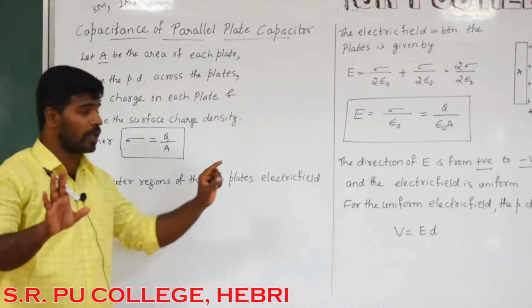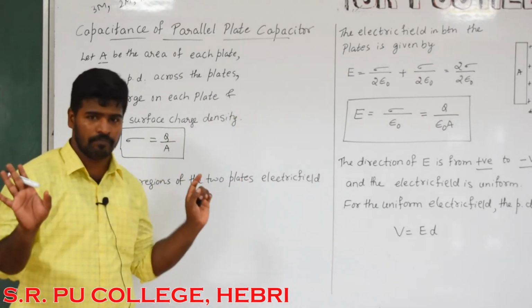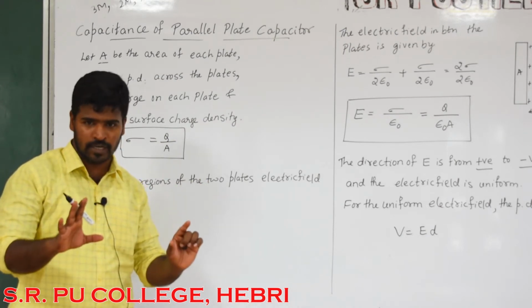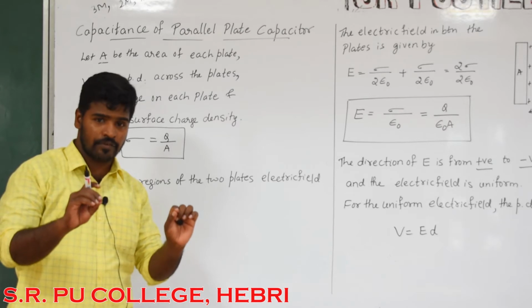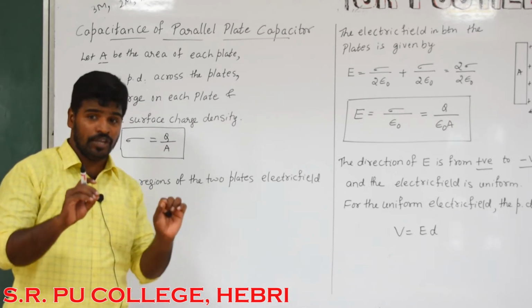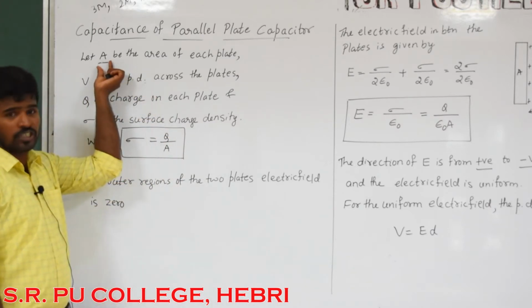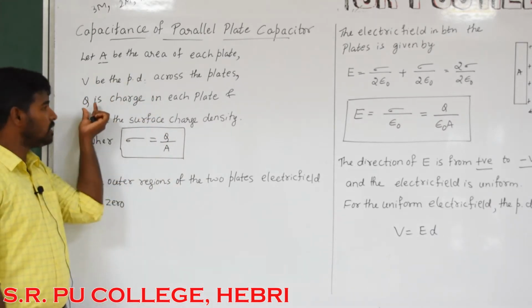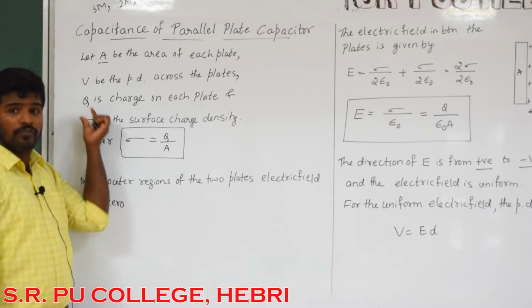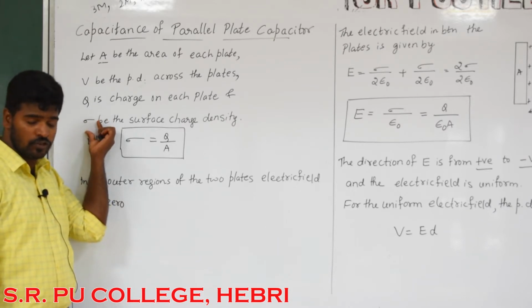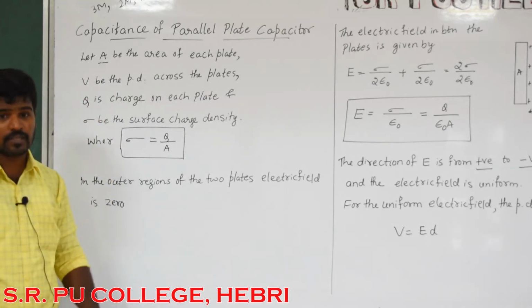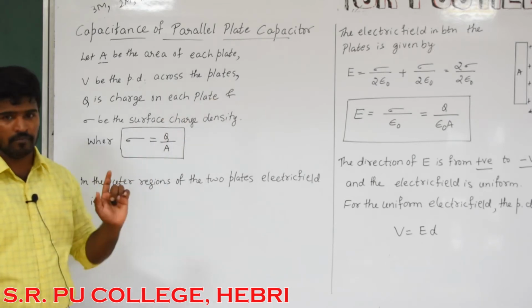This is all about the explanation of the diagram. Is it clear? As a basic assumption, we take 2 conductors having the same shape and size, separated by an insulating medium. Each conductor has the same area of cross section A, and carries the charge Q with surface charge density sigma. Thus, the potential difference is V. This is the basic explanation of the diagram.